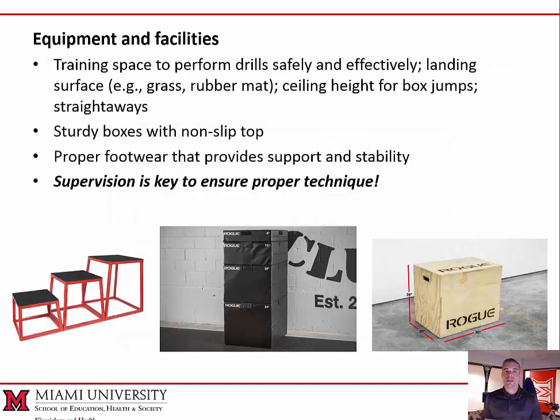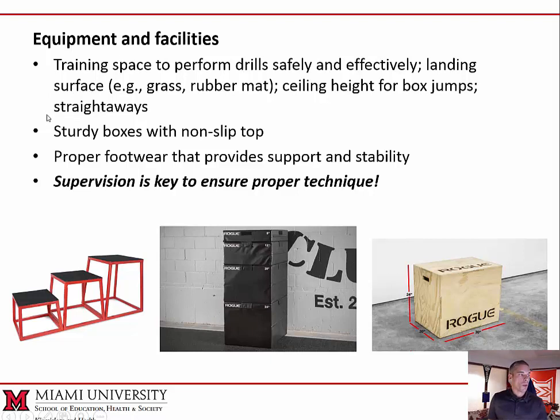We also have to ensure that we have the appropriate equipment and facilities. This includes training space to perform the drills safely and effectively, including landing surfaces. So ideally the surfaces would be grass or rubber mat, so not concrete or a wood floor. Making sure that the ceiling is high enough to perform exercises such as box jumps. And also, if we're going to do any bounding or hopping exercises, to make sure that we have sufficient straightaways.